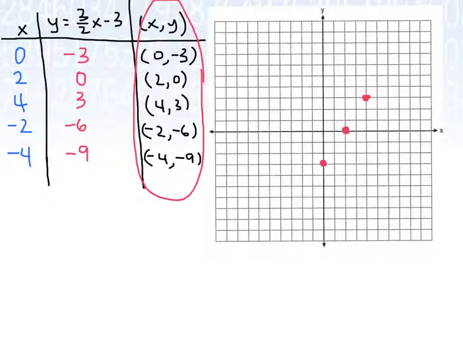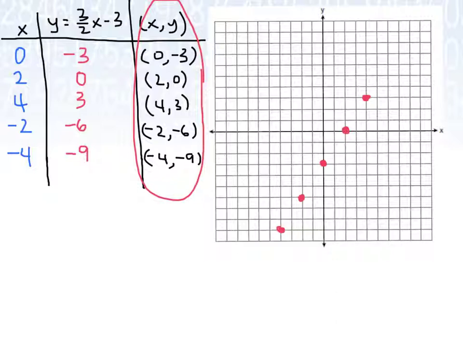To finish off my problem, I'd like to plot negative 2, negative 6, and negative 4, negative 9. So plotting negative 2, negative 6, we're going to start at the origin and move 2 units to the left and 6 units down. So negative 2, negative 6 will fall about right here. And plotting negative 4, negative 9, we're going to start at the origin, move 4 units to the left and 9 units down. So we'll see we'll get a point right about here.